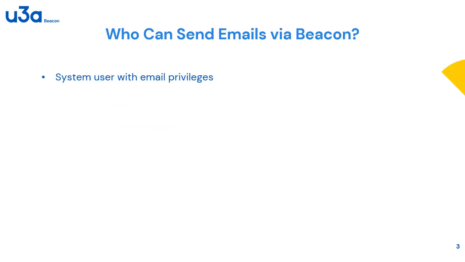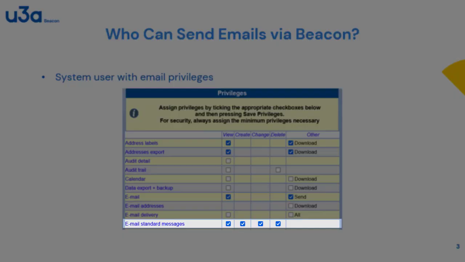The sender must be a system user. In other words, they need to have a username and password to log into Beacon. By default, all system users have privileges to view and send email. The ability to create and change standard messages is normally restricted to the system administrator and membership secretary. But if you need to send similar messages on a regular basis, contact your site admin to have these privileges enabled with committee approval if you don't have them already.